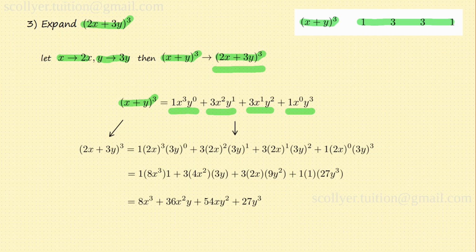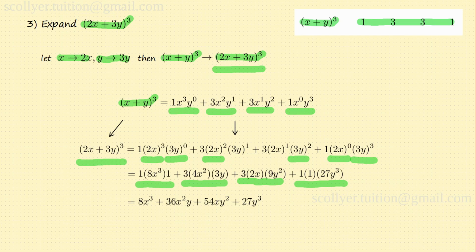And we can expand this expression into 1 times 8x^3 times 1, where (2x)^3 expands to 8x^3, and (3y)^0 expands to 1, plus 3 times 4x^2 times 3y, where (2x)^2 expands to 4x^2, plus 3 times 2x times 9y^2, where (3y)^2 expands to 9y^2, plus 1 times 1 times 27y^3, where (2x)^0 expands to 1, and (3y)^3 expands to 27y^3. And finally, simplifying each term gives us (2x + 3y)^3 equals 8x^3 + 36x^2 y + 54xy^2 + 27y^3.